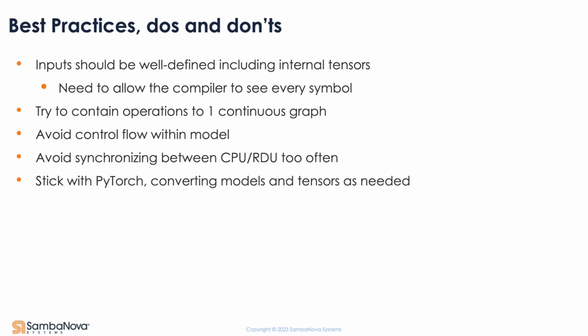And something that I hope you got from this is: stick with PyTorch. You really only need a few explicit commands from SambaFlow to have your model working in our environment. So keep your code PyTorch, add in those few calls from SambaFlow, like from torch model and from torch tensor, and you'll be good.